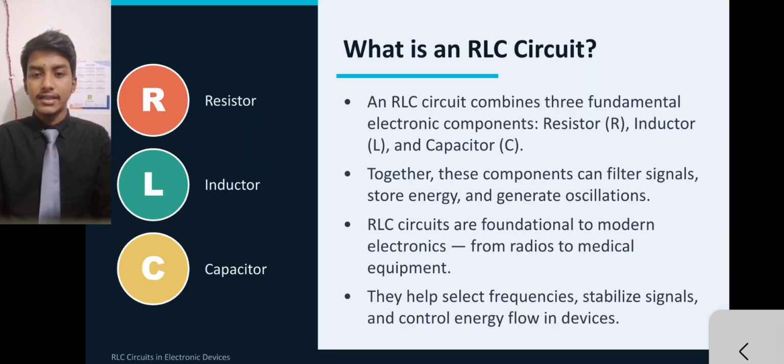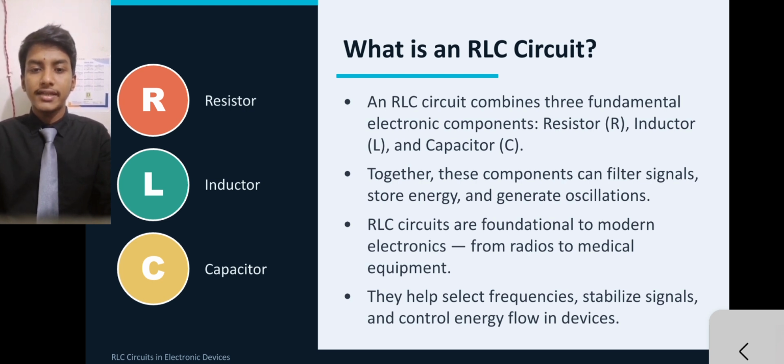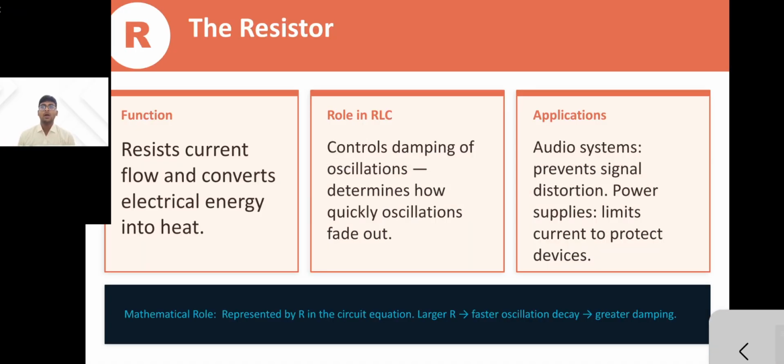An RLC circuit is formed by combining three basic components: resistor, inductor, and capacitor. These are the building blocks of modern electronics. When connected together, they create circuits that can filter signals, store energy, and even generate oscillation. In daily life, RLC circuits are used in radios, television, and mobile phones. They help select frequencies and control energy flow.